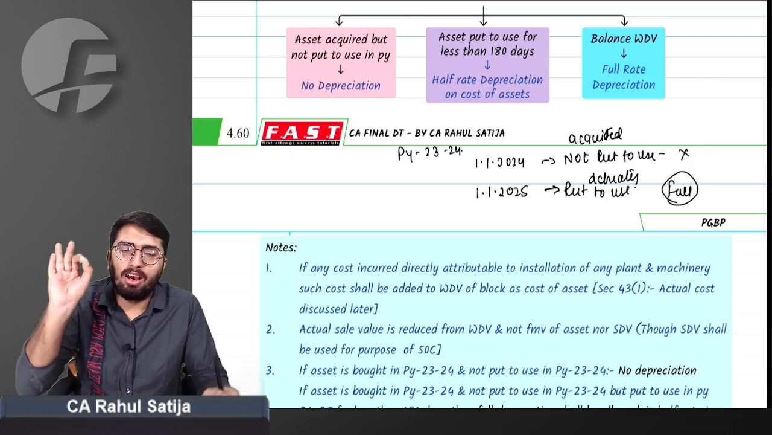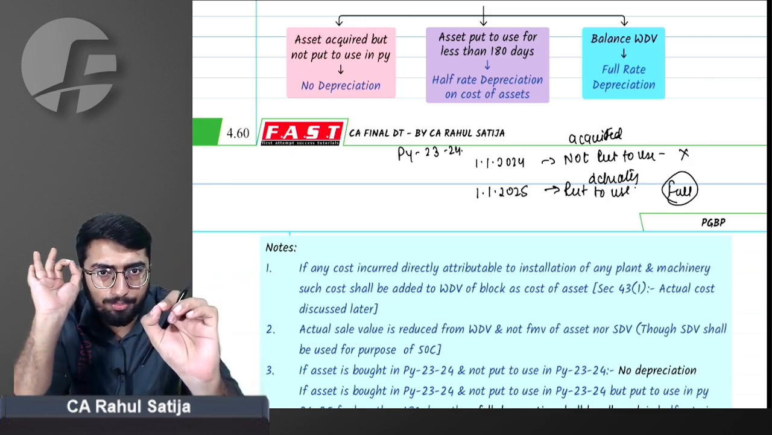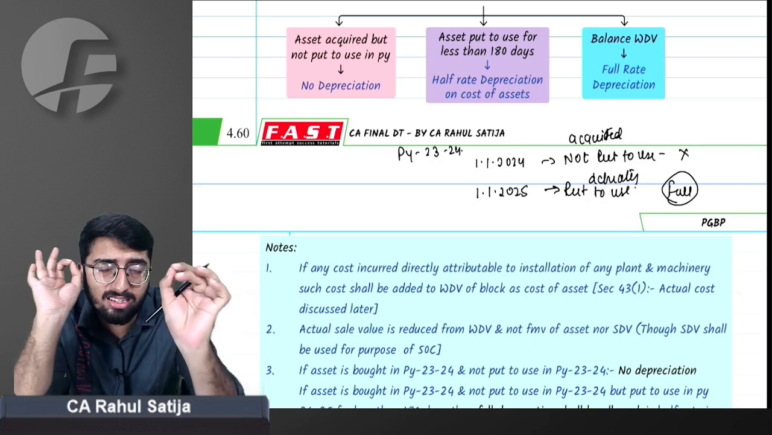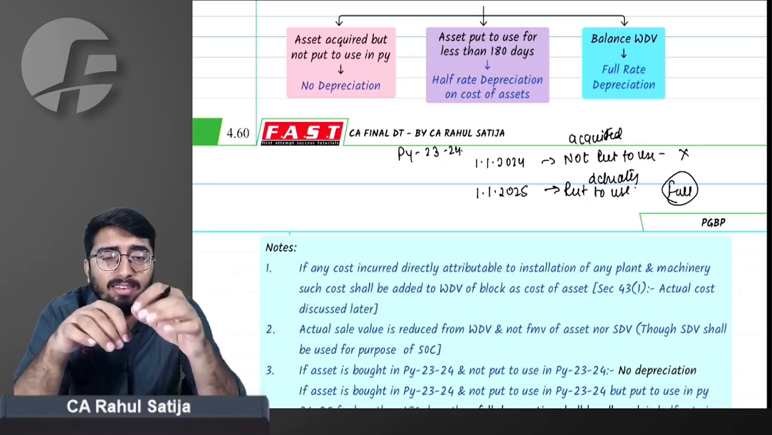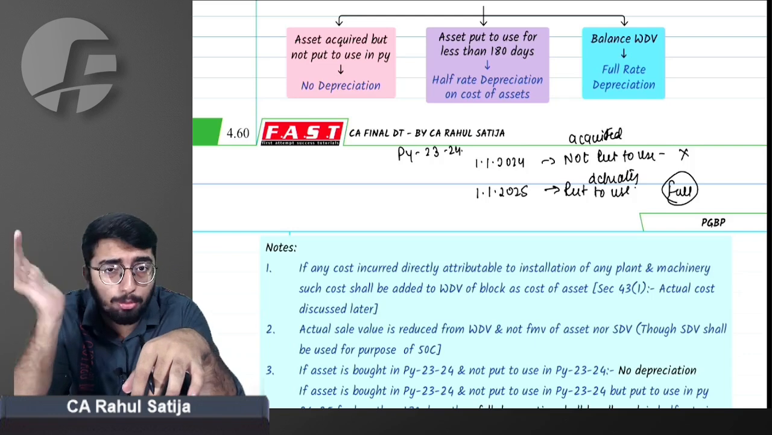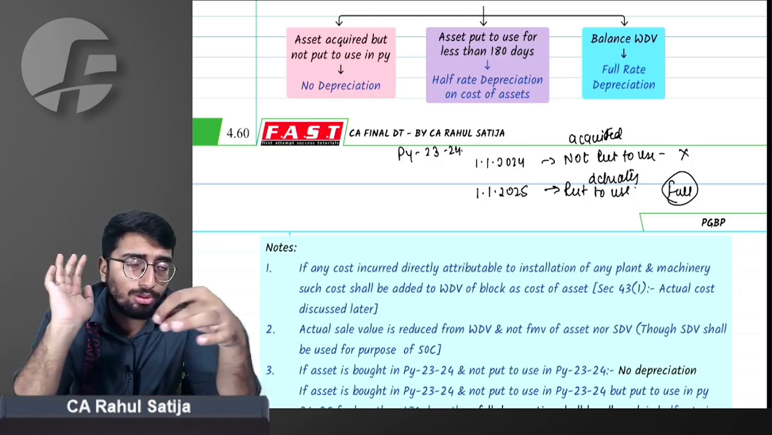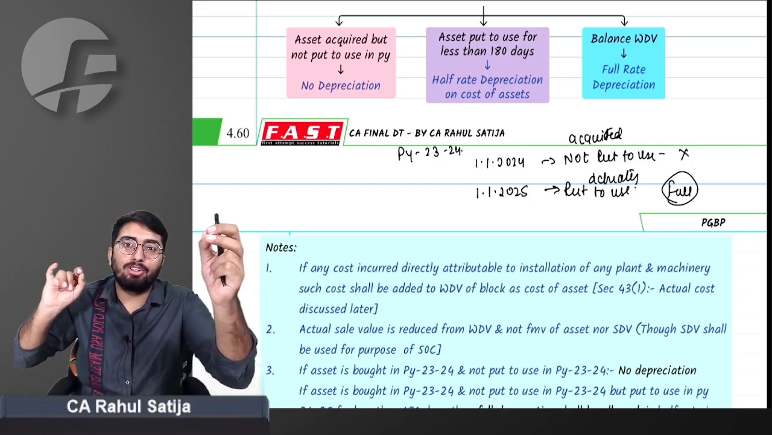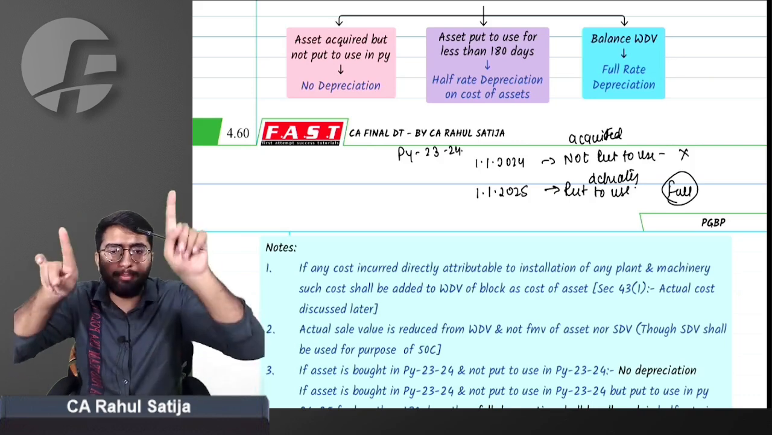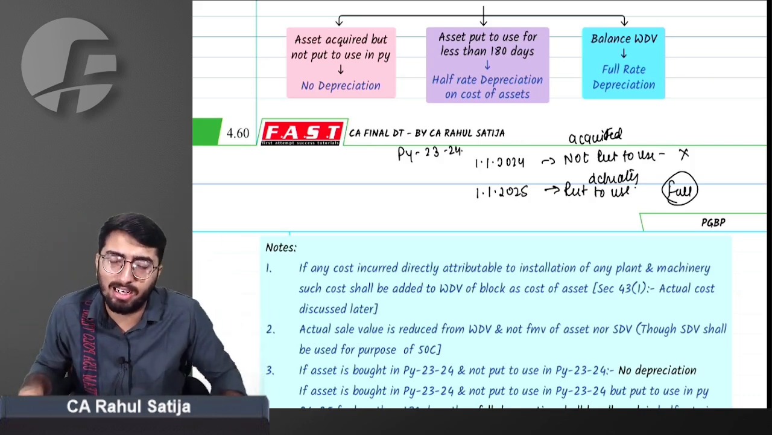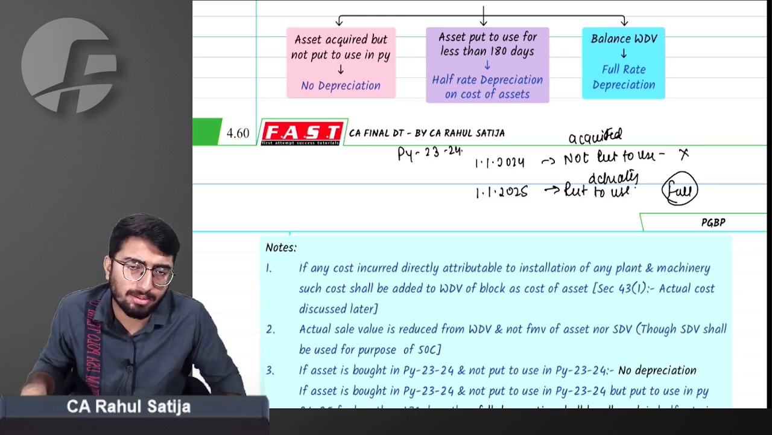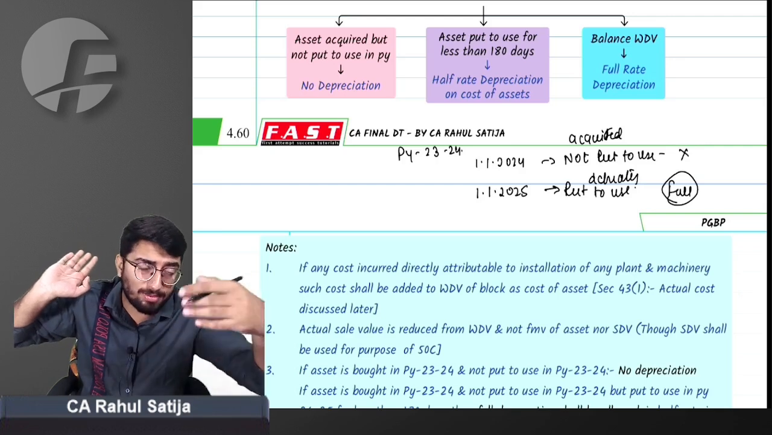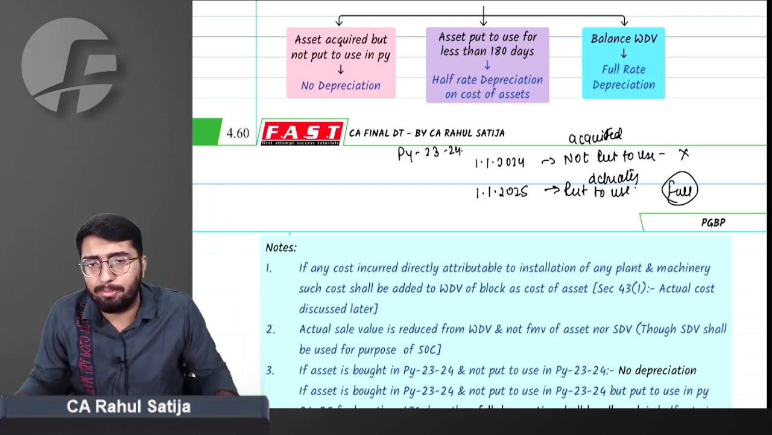So, sir, what do you mean? What I mean is if an asset is acquired in a year and put to use for less than 180 days in that year itself, in that case, half rate depreciation will apply. But if an asset is acquired in any previous year and not put to use in that year, and is put to use in the next year, then full rate depreciation will be applied. That provision of half rate depreciation was for those assets that are acquired and put to use in the same year, and that too for less than 180 days. But if an asset is acquired in a prior previous year and put to use for less than 180 days in subsequent years, full rate depreciation will be allowed.